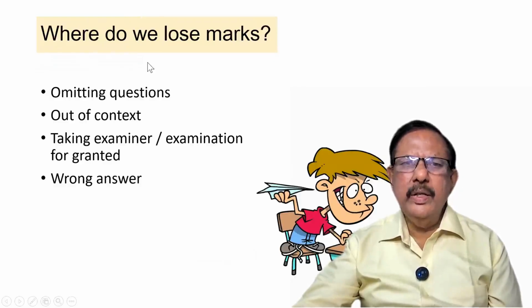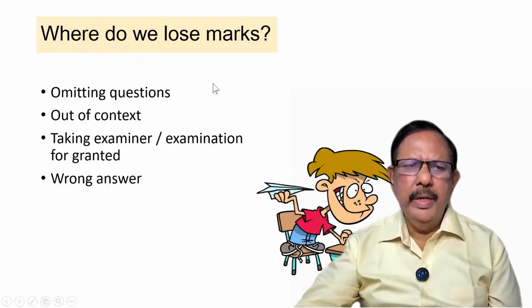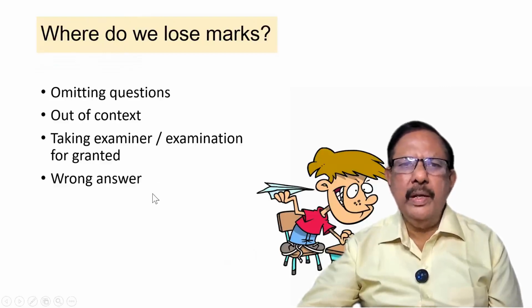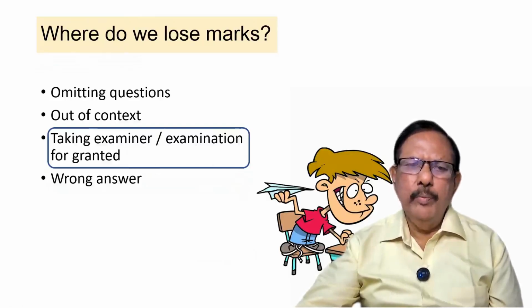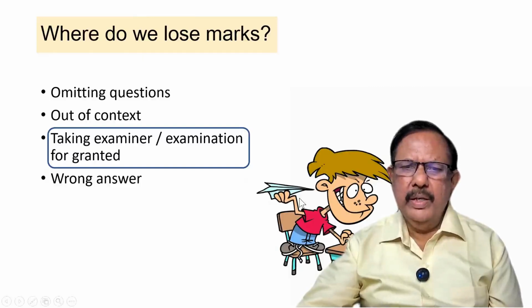And where exactly do we lose marks? By omitting questions, when it is out of context, taking the examiner for granted, and the wrong answer. Take this to be an MCQ, which is correct. Taking the examiner for granted: this is a major mistake or trend that I'm finding in today's students. Kindly do not do that because the examiners cannot give us leverage beyond a limit. So try to hit the nail on the head.